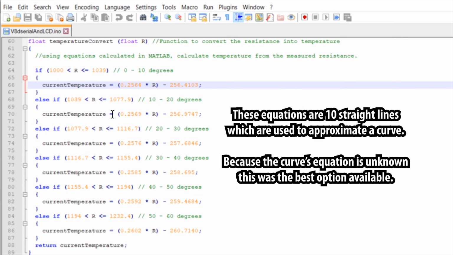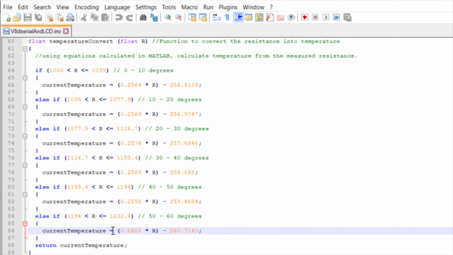As the relationship between resistance and temperature is not quite linear, these equations have had to be separated into sections of 10 degrees Celsius. Depending on where the temperature is depends on the different linear equation used. Once that equation has been applied to the resistance, the function returns the current temperature.